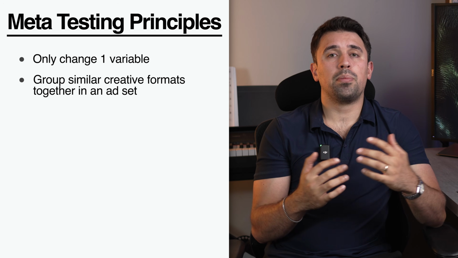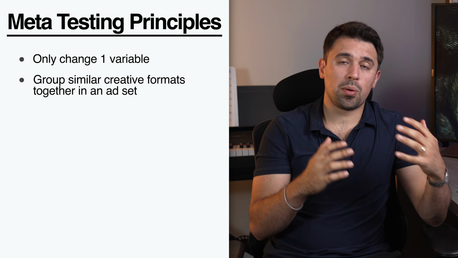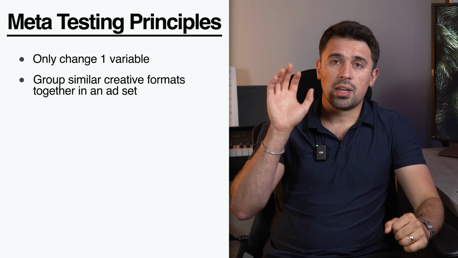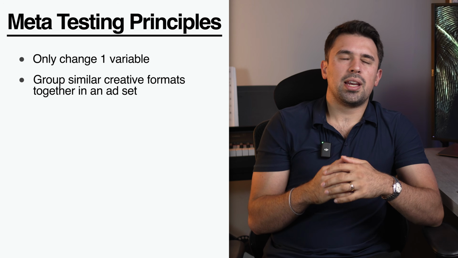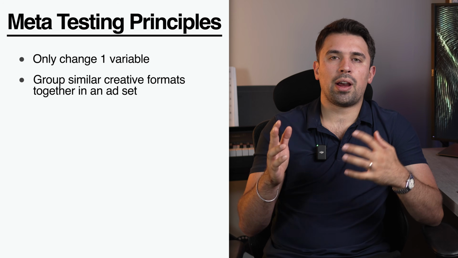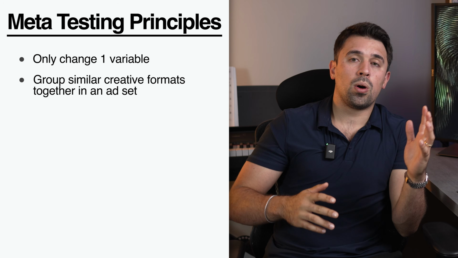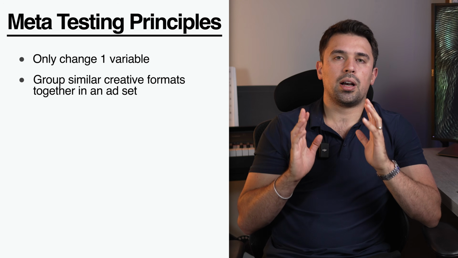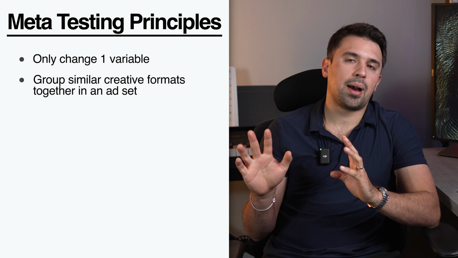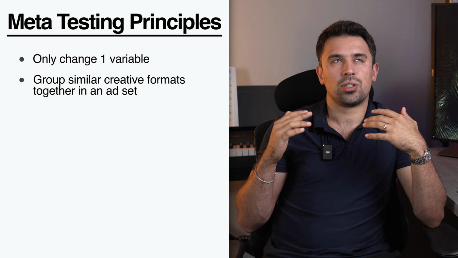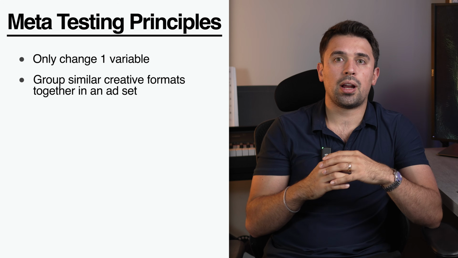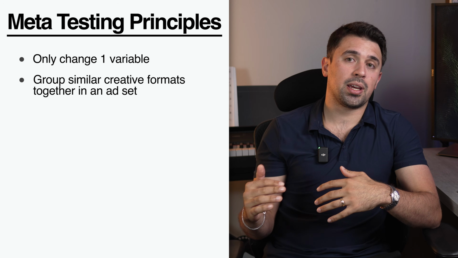So it's really important that you group similar creative formats together, like videos with videos, static images with static images. It's a much cleaner test. You don't have to worry about Meta favoring one style over another. It's going to be a true apples to apples comparison, and you'll get a much cleaner view of whether or not one creative outperforms another.